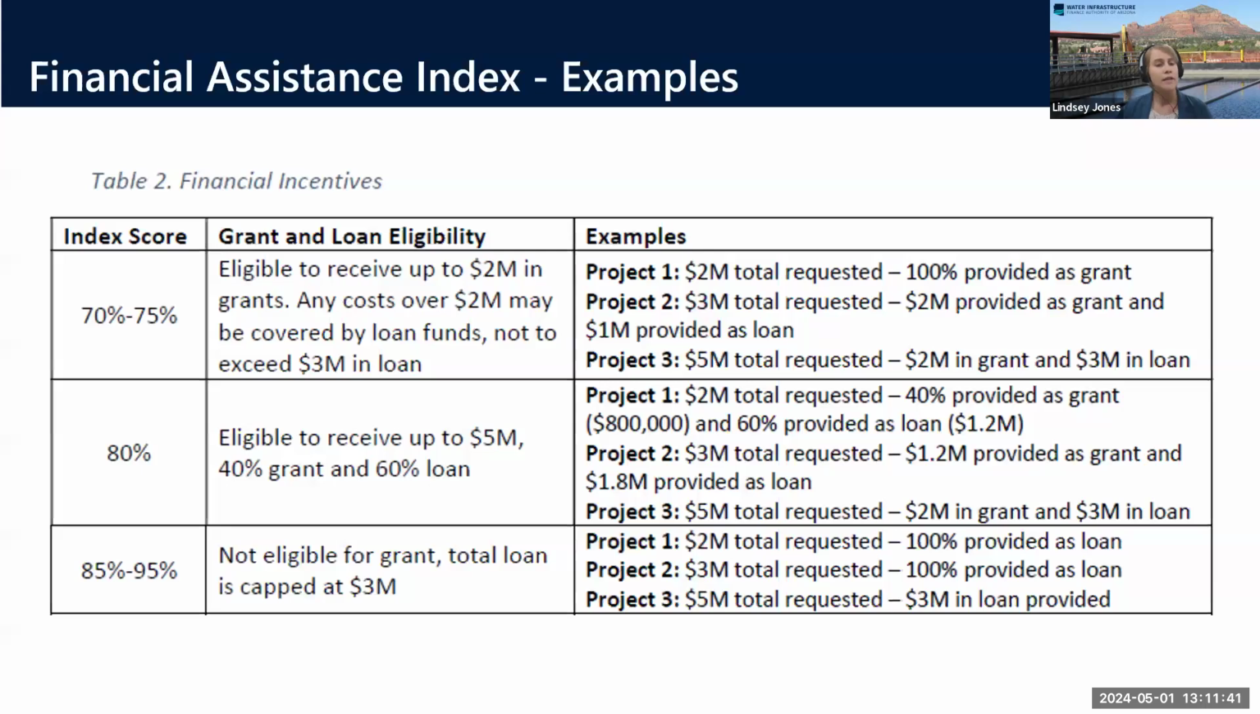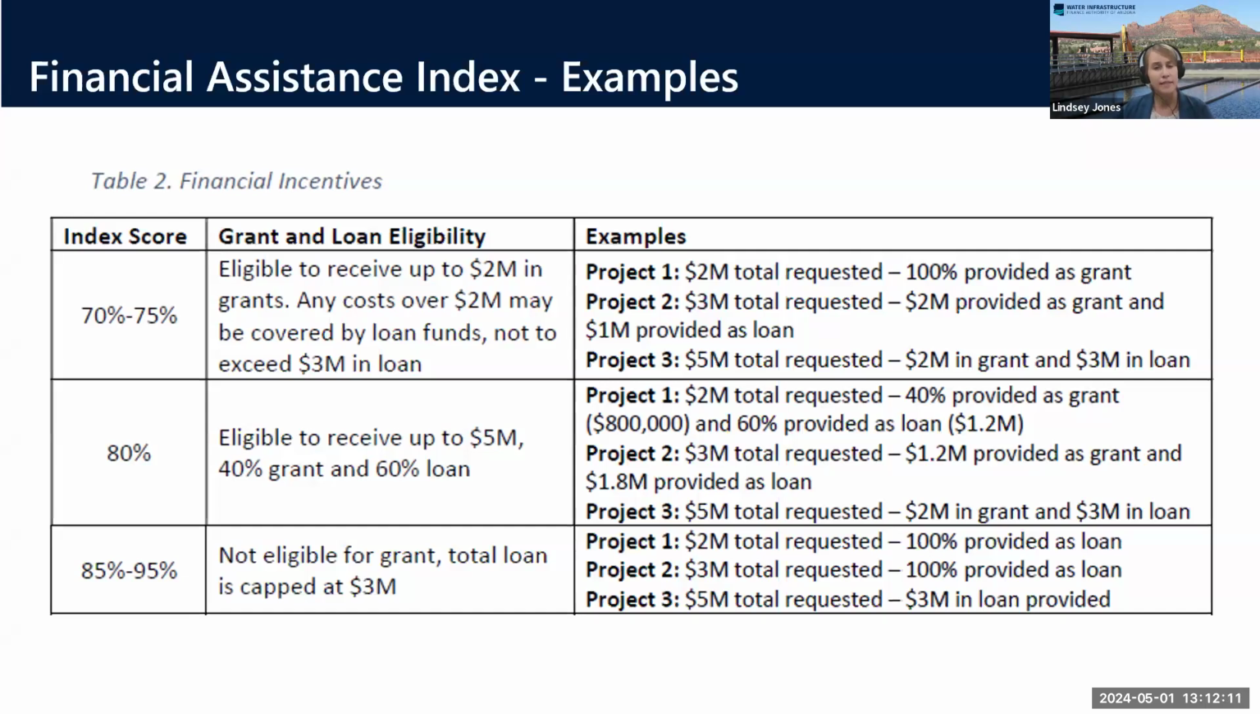If your index score is 80%, then the project is eligible to receive up to $5 million with an even split of 40% grant and 60% loan. And then finally, if your score is 85 to 95% for the index score, you're not going to be eligible for any grant funds, but you will still be eligible for a loan, which will be capped at $3 million and will still have a subsidized interest rate below market rates.